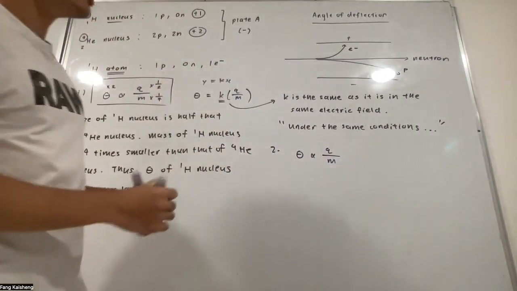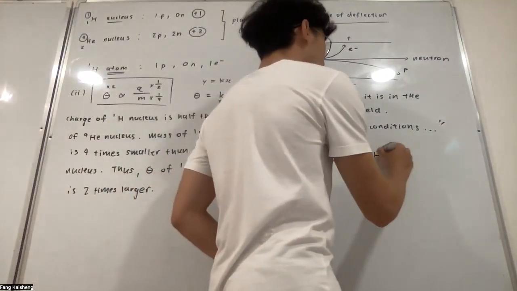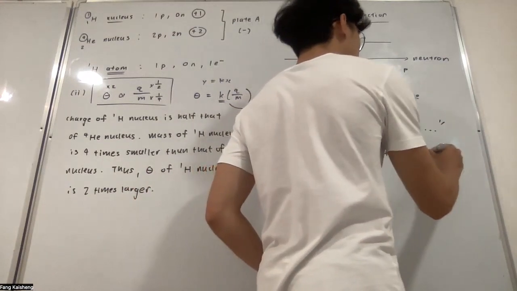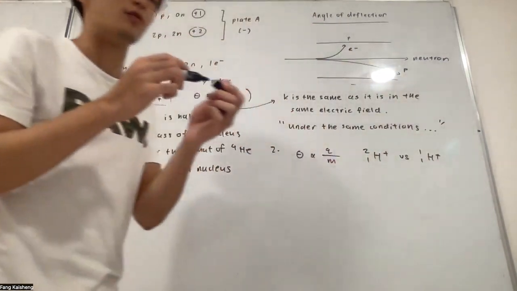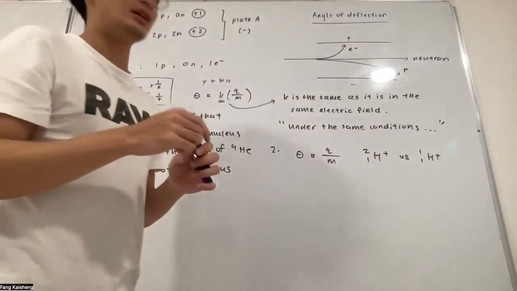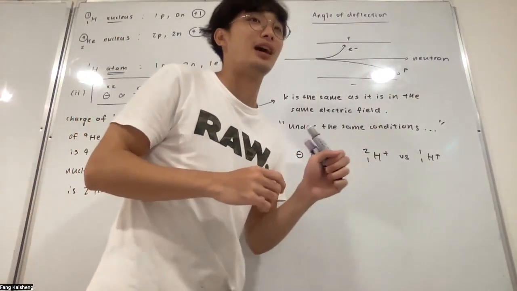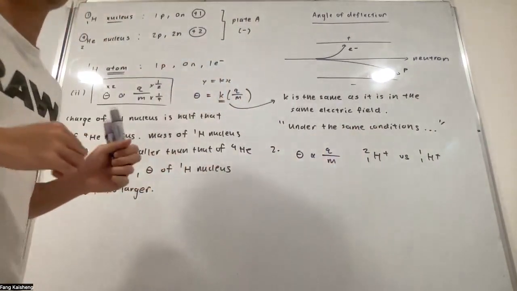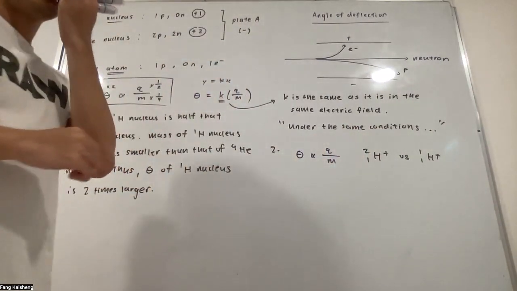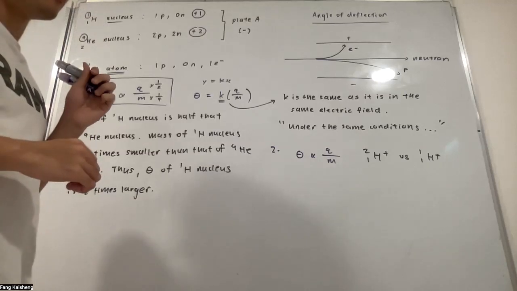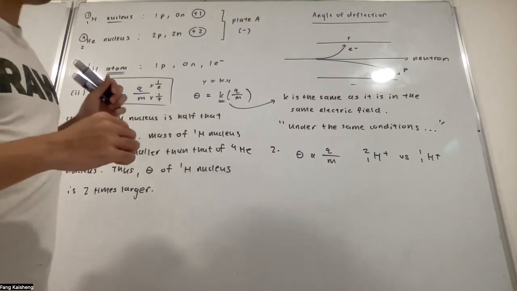Again, it is similar, but here we're comparing between 2 1H plus versus 1 1H plus. What is the charge for both of these cases? The charge here is +1. So you have to compare the charges here. Is it -1? What do you mean by that?